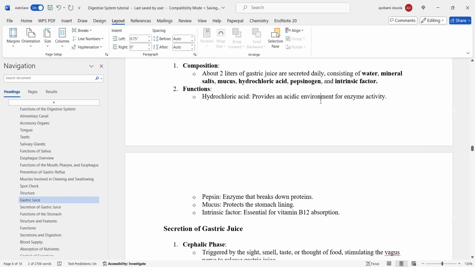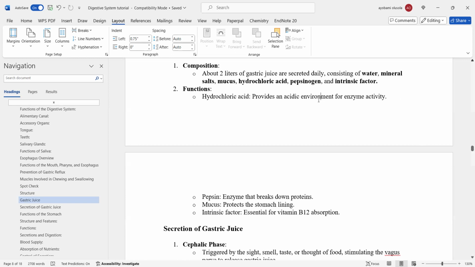So we said the HCl, the hydrochloric acid, provides an acidic environment for enzyme activity, while the pepsin is the enzyme that breaks down proteins. I said the digestion of carbohydrates starts from the mouth, while the digestion of protein starts from the stomach. The intrinsic factor is essential for vitamin B12 absorption.